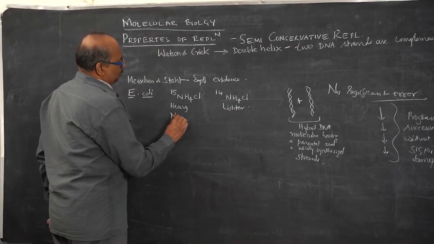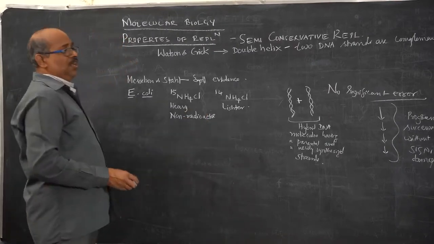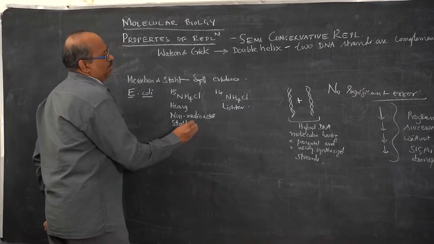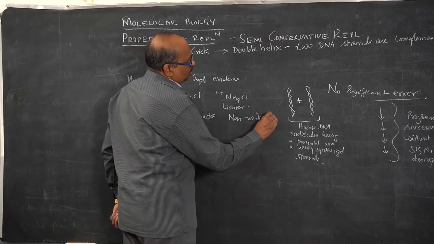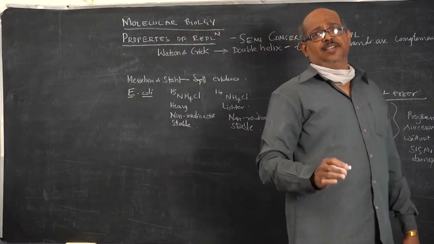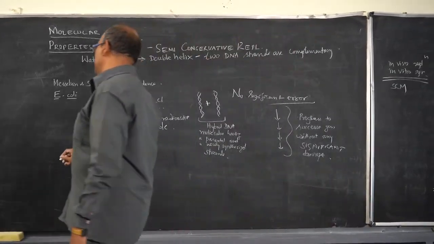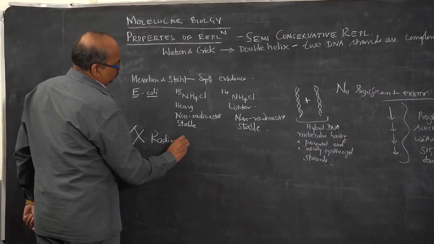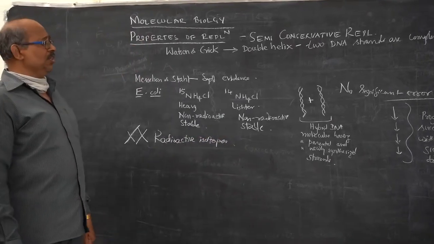This is non-radioactive. Be careful there because often people confuse it as radioactive. 15 nitrogen is non-radioactive, so this is a stable isotope. This is also non-radioactive. This is also a stable isotope. So this experiment uses only non-radioactive stable isotopes. This experiment will not use any radioactive isotopes. So that's why we don't go for any autoradiography for finding out the results.